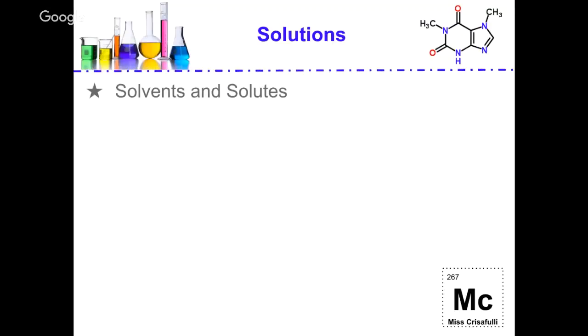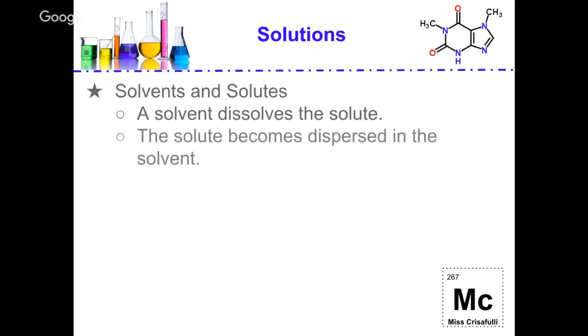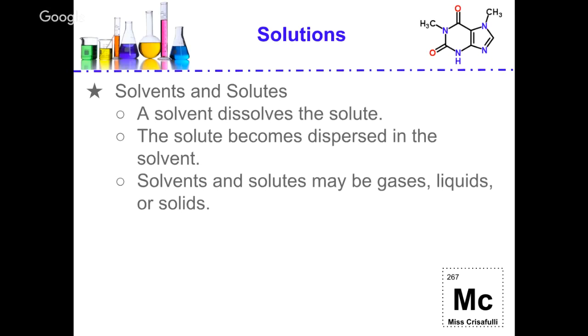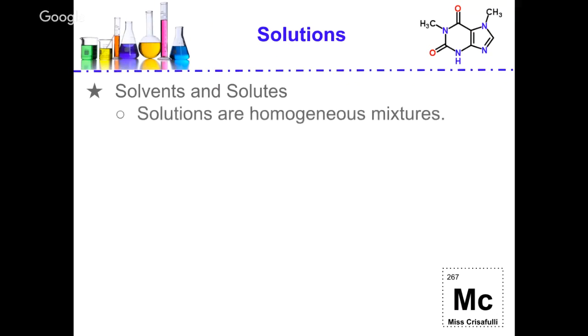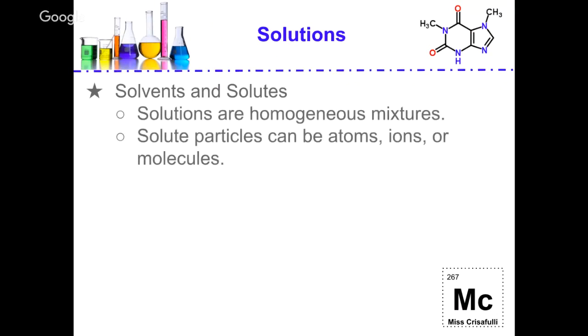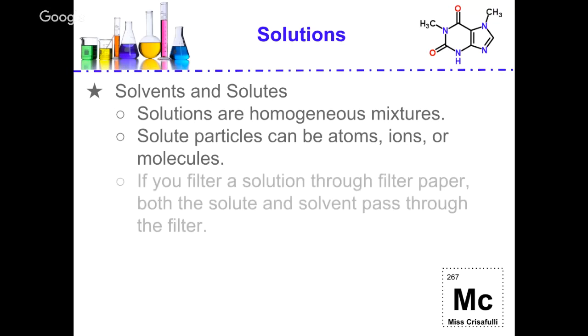Let's talk about solvents and solutes a little bit more. A solvent dissolves the solute, which becomes dispersed within the solvent, and solutes and solvents may be gases, liquids, or solids. Solutions are homogeneous mixtures, so the solute particles can be atoms, ions, or molecules, and if you filter a solution through filter paper, both the solute and the solvent pass through the filter.